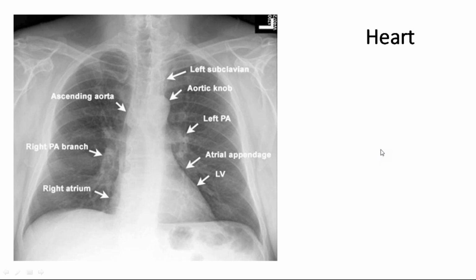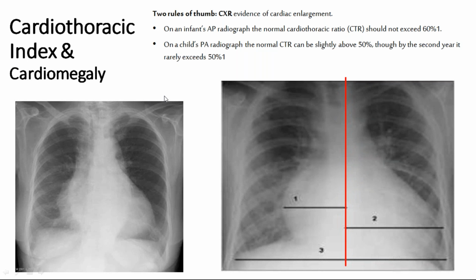So we'll come to the cardiac, and not much on cardiac. This is how to make out the cardiothoracic ratio. So the heart is enlarged.